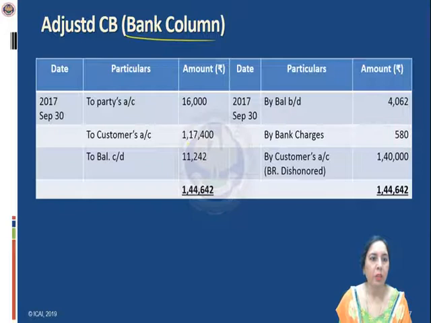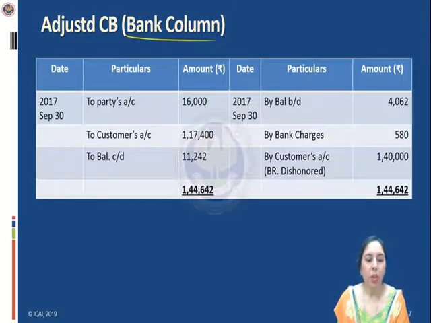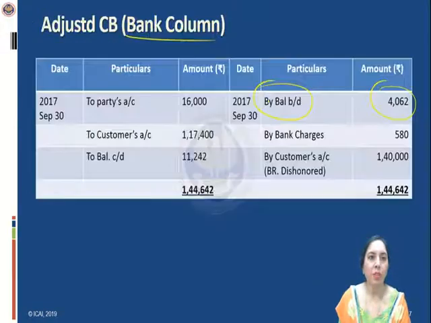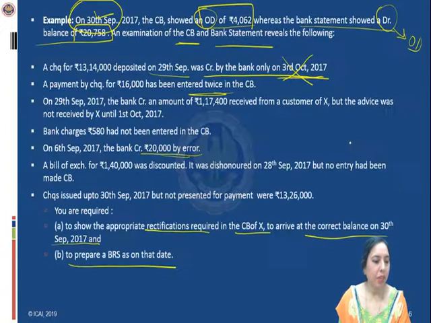We are preparing the bank column. So, by balance brought down. Now here you will notice that we were given the overdraft balance. The normal balance of the cash book is a debit balance, but since it is an overdraft balance, it comes on the credit side. So by balance brought down, we have taken this, and then come the adjustment entries.